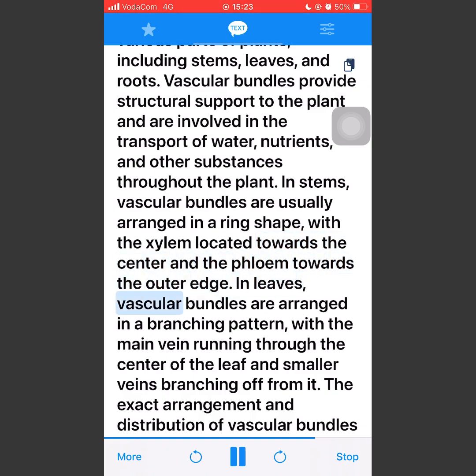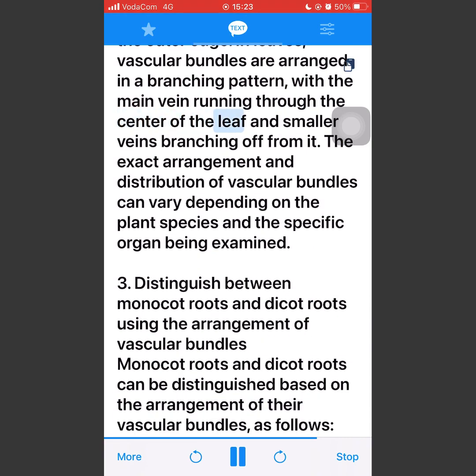In leaves, vascular bundles are arranged in a branching pattern, with the main vein running through the center of the leaf and smaller veins branching off from it. The exact arrangement and distribution of vascular bundles can vary depending on the plant species and the specific organ being examined. 3. Distinguish between monocot roots and dicot roots using the arrangement of vascular bundles.